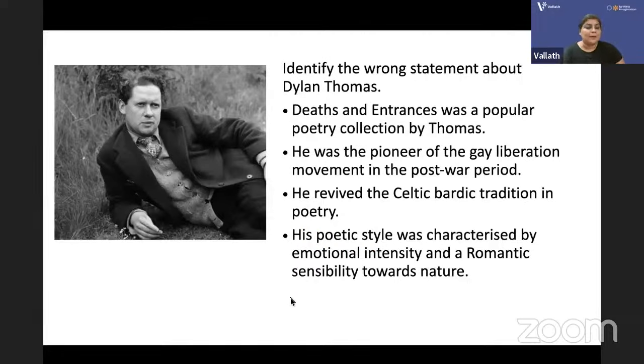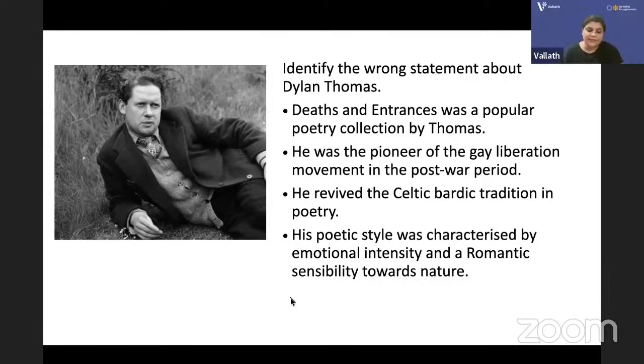Identify the wrong statement about Dylan Thomas. Deaths and Entrances was a popular poetry collection by Thomas. He was the pioneer of the gay liberation movement in the post-war period. He revived the Celtic bardic tradition in poetry. His poetic style was characterized by emotional intensity and romantic sensibility towards nature. Do you know, Ankita? I think this statement that he was the pioneer of the gay liberation movement, I don't think it's true.